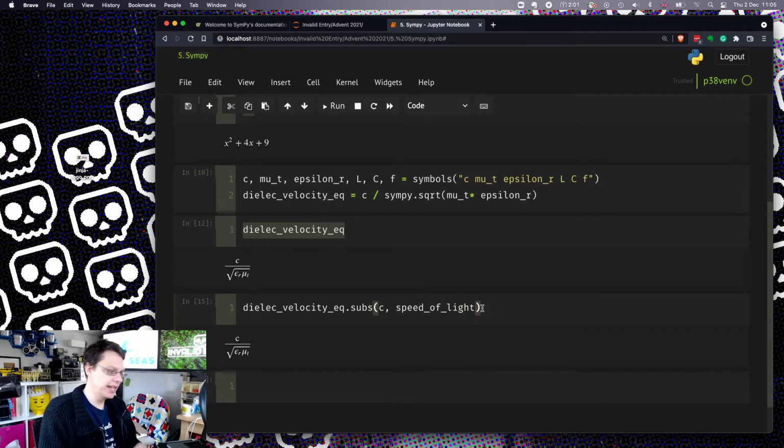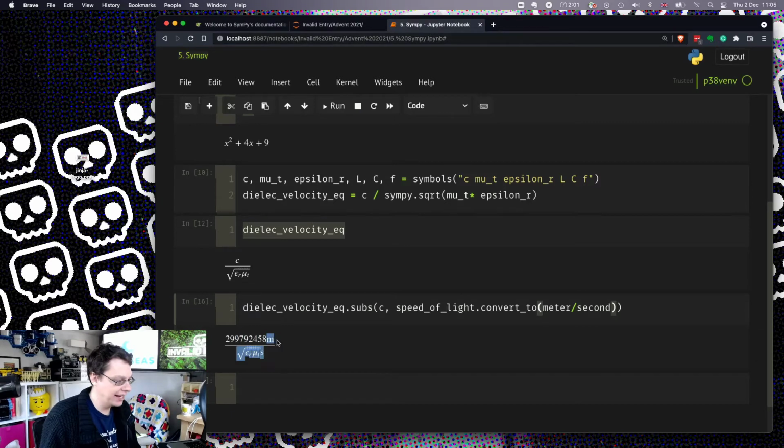Do I care about it in meters per second? Do I care about it in feet per hour? What I can do is dot convert to meter per second, which I had imported at the top. And when I do that, immediately it started trying to resolve this, and it's added my units in.